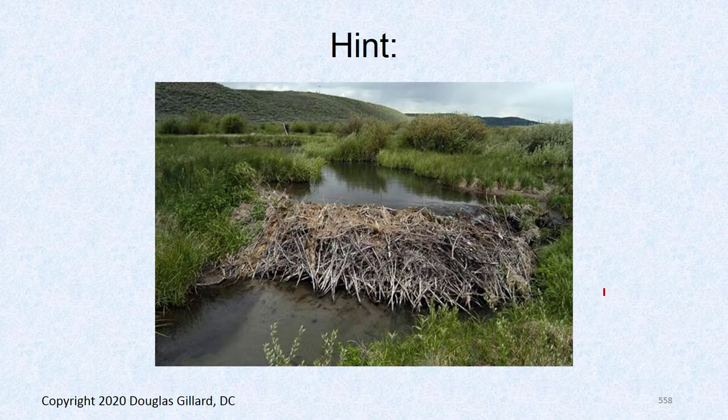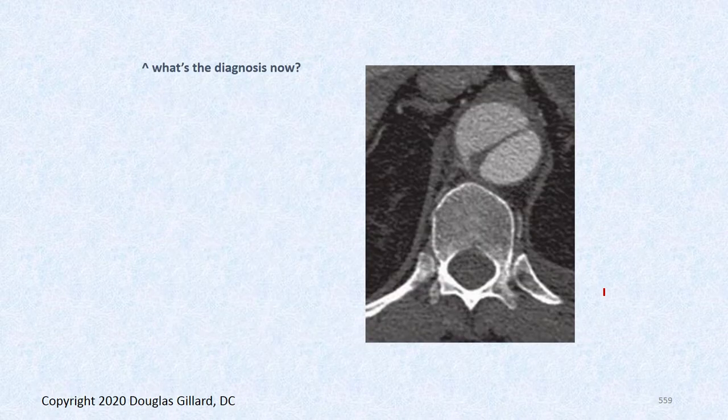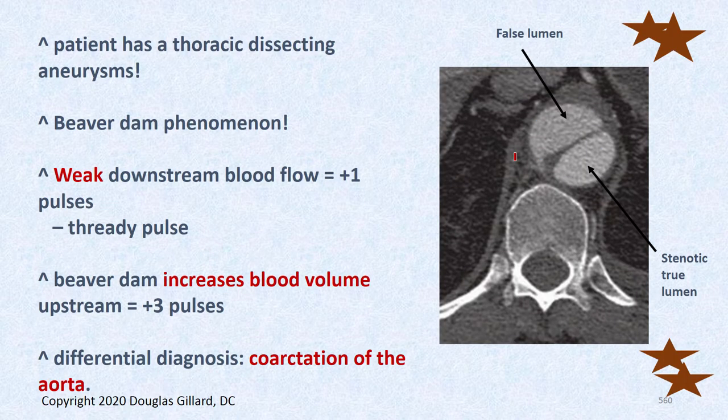What's the problem? There's the hint. I gave it away, didn't I? Yeah, this is a bad one, isn't it? So that's the aorta, and this is the false lumen right here. Right? Contrast? No, there's no contrast there. But the true lumen is cut down to about half of the size. So that's a problem. All right, everything I just said.